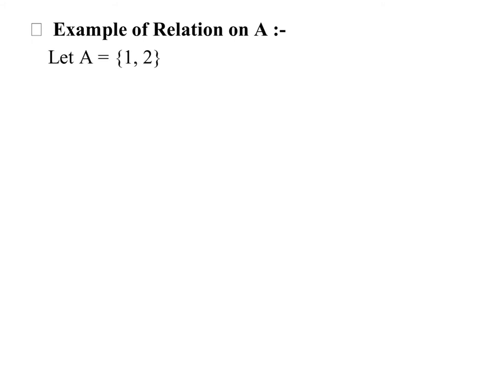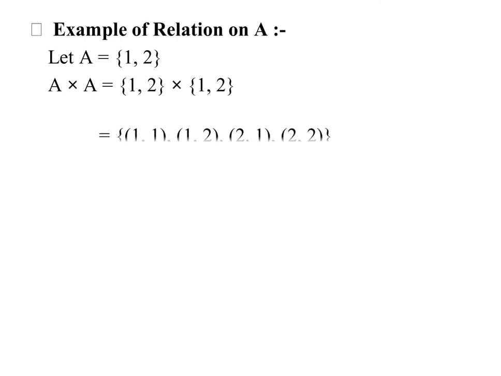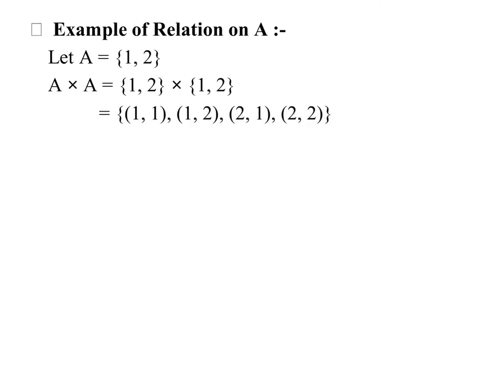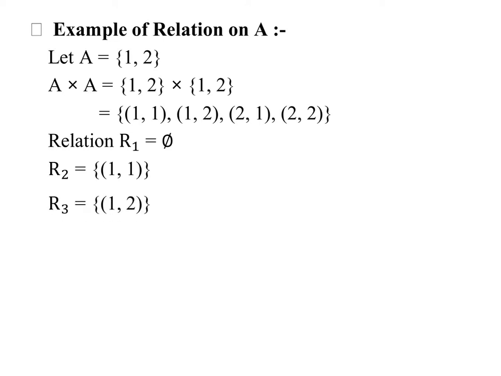Let A is equal to {1, 2}. So then A cross A is equal to {1, 2} cross {1, 2}, which is equal to the set of ordered pairs {(1, 1), (1, 2), (2, 1), (2, 2)}. Total number of elements is 4. Okay. R1 is equal to phi. Then R1 is a subset of A cross A. R2 is equal to {(1, 1)}. R2 is a subset of A cross A.